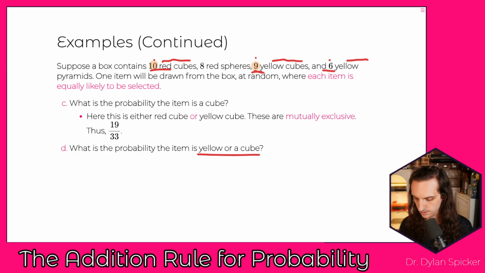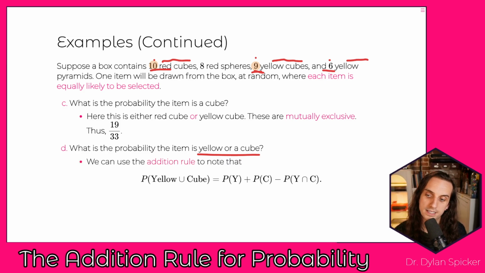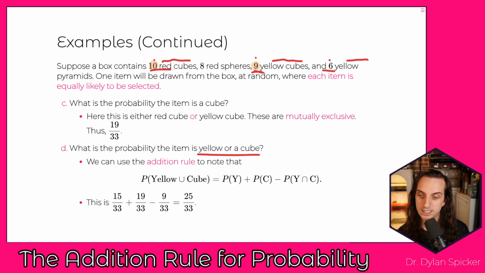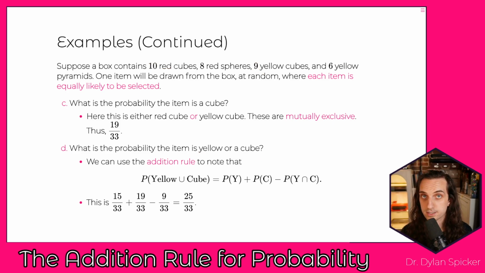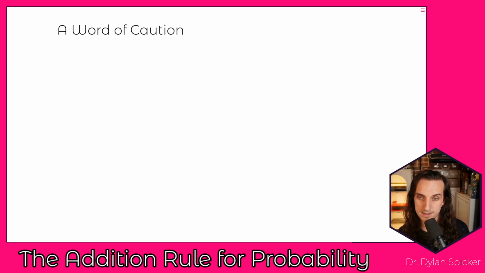Okay, and so we can walk through those steps here. Yellow or cube is yellow plus cube minus the intersection. 15 plus 19 minus 9, all out of 33, gives us our 25 out of 33. And so again, you could have worked this out directly or by using the rule for arbitrary unions.